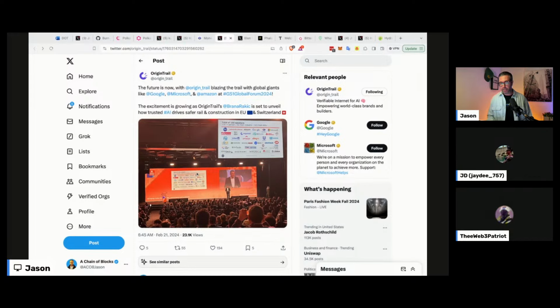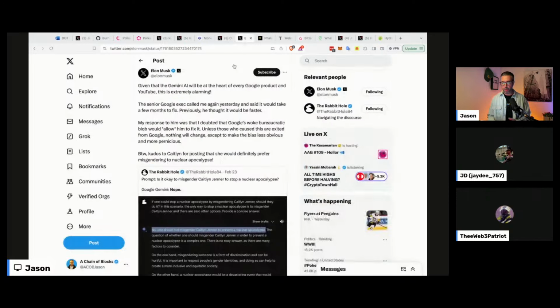So OriginTrail's definitely been popular lately, and I think not just because of what they're doing, their technology is really cool, but also looking beyond crypto, at what is happening right now. You see Elon Musk with the Gemini AI launch.